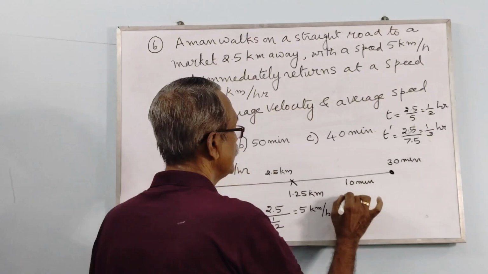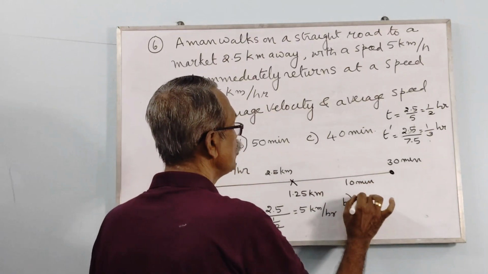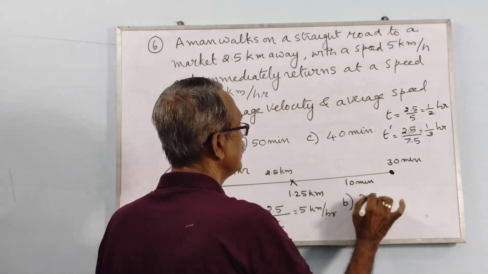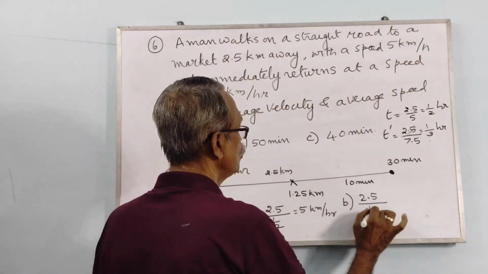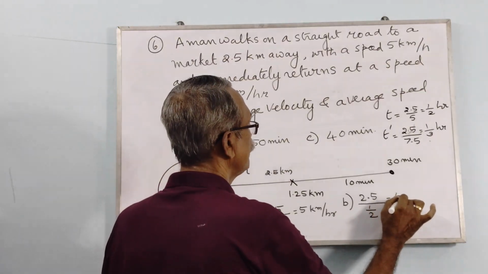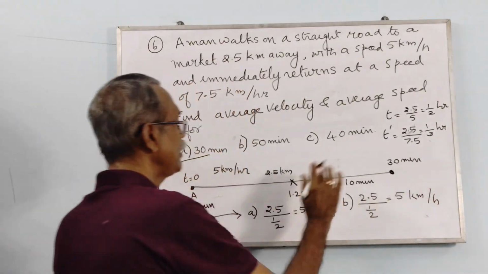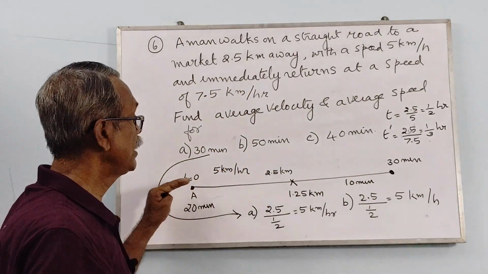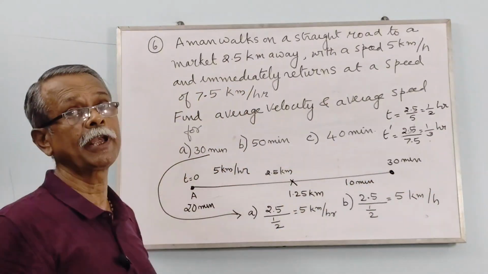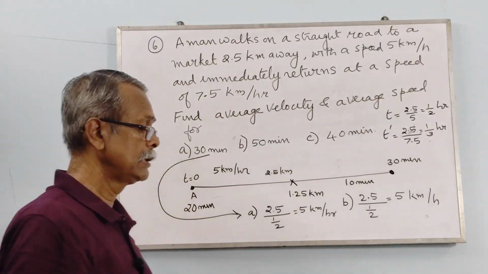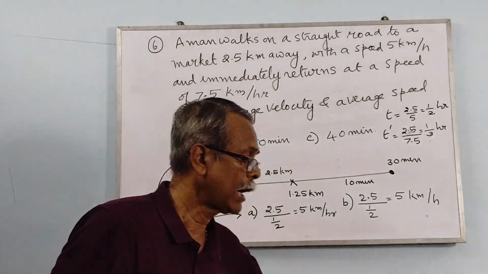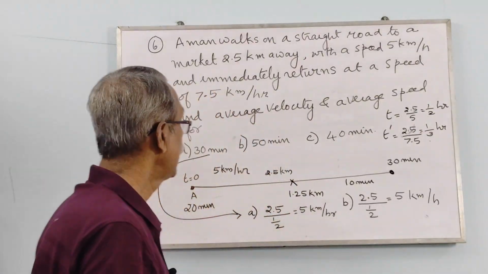B, the distance is 2.5. Time is 1 by 2. So this also is 5 km per hour. We can see both are same because it is not changing the direction. So for the first part, the speed and magnitude of velocity are same.